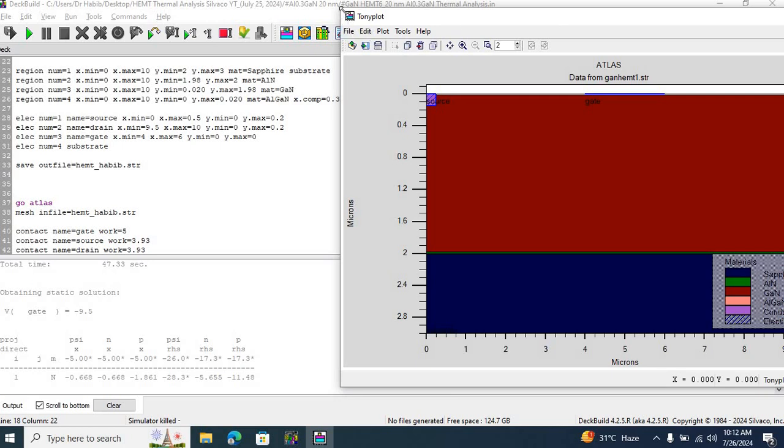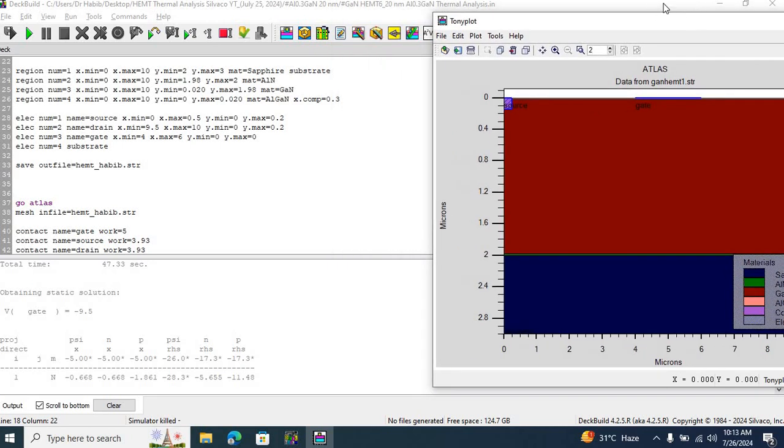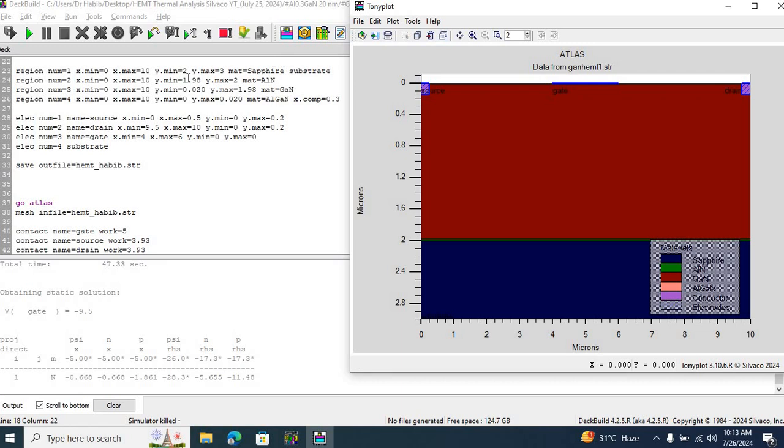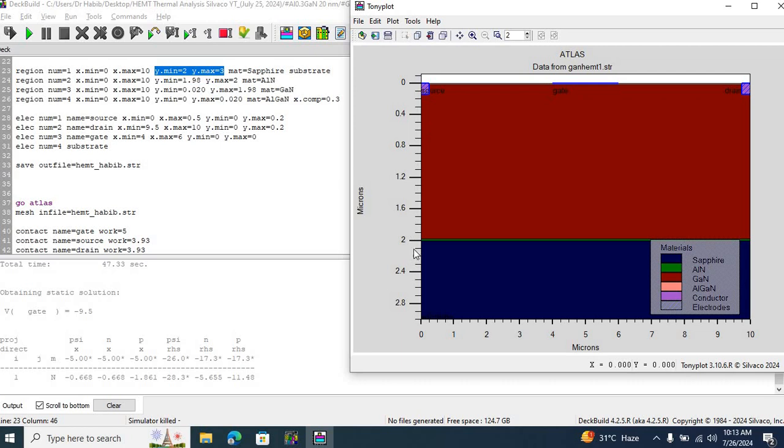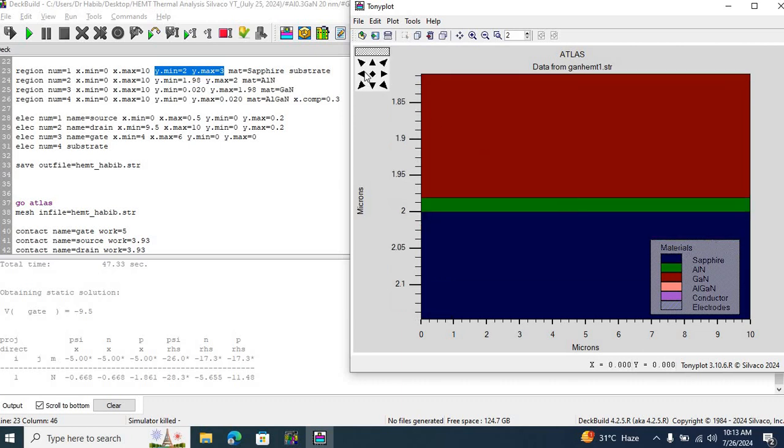My region number 1 is sapphire, running from 0 to 10 micrometers in the X direction and from 2 to 3 micrometers in the Y direction, as you can see over here. Then my region number 2 is aluminum nitride nucleation layer, running from 1.98 to 2 micrometers in the Y direction. So basically this is a 20 nanometer aluminum nitride nucleation layer.